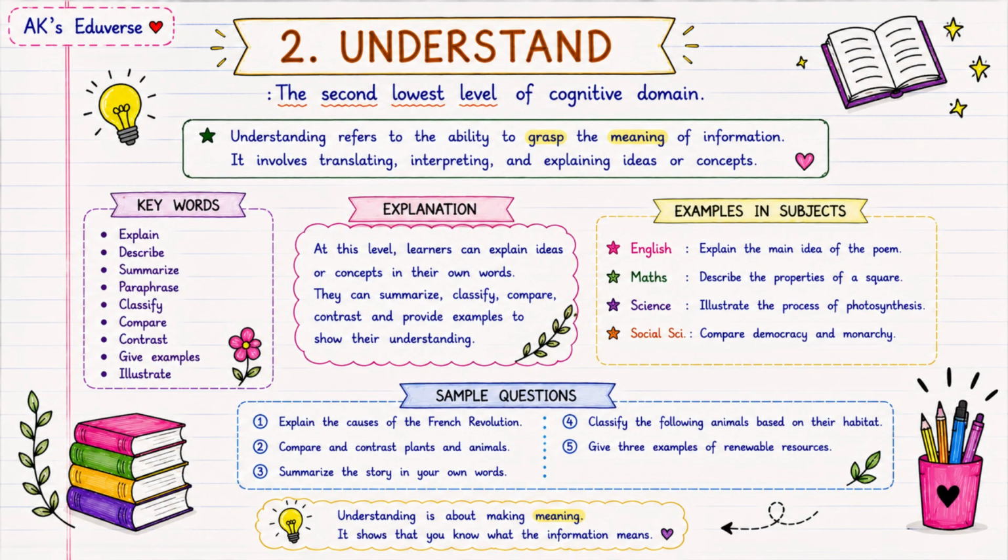Now let's move to the second level, which is understand. Understanding means explaining ideas or concepts in your own words. இந்த லெவலில் ஸ்டூடெண்ட்ஸ்க்கு ஆன்சர் தெரிஞ்சிருந்தா மட்டும் போதாது. They have to understand the concept. கான்செப்டும் புரிஞ்சிருக்கணும். So that's the difference between remember and understand. Some common action verbs used here are explain, describe, interpret, summarize, classify, etc.